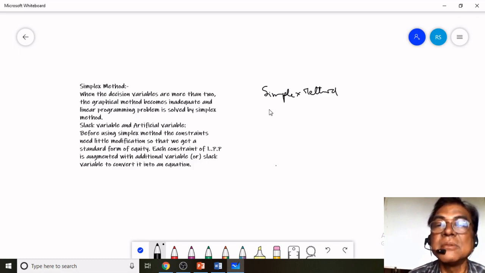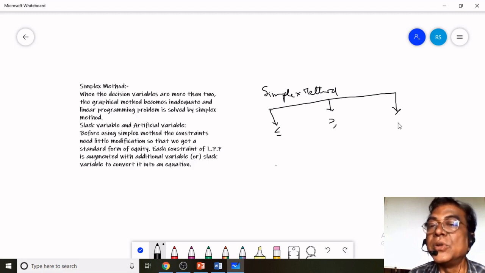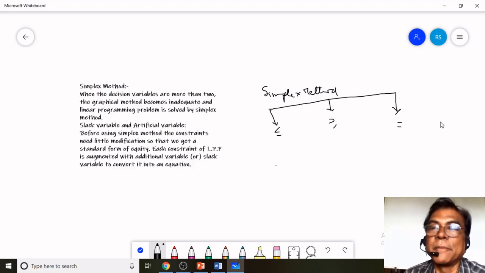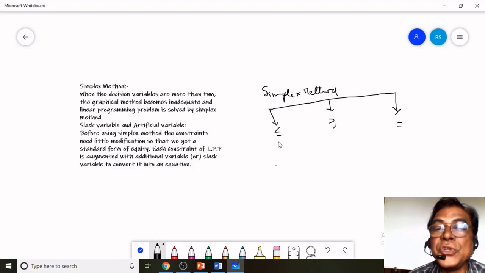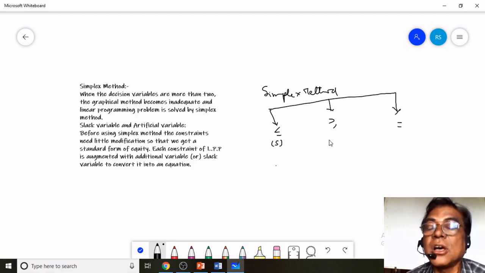So it is a simple logical point, divided into 3 main points: less than or equal to, greater than or equal to, and equal to. Please concentrate on this logical point. Now, less than or equal to introduces S, where S is a slack variable. I will explain this. Now come to the greater than or equal to: artificial variable and a slack variable.